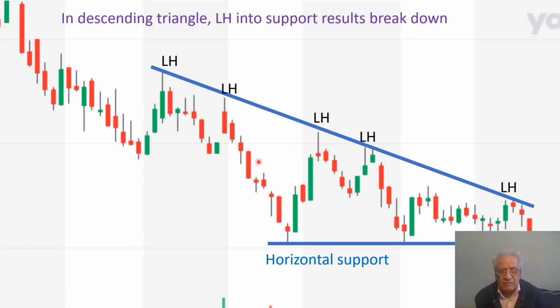Before entering the trade, you have to prepare yourself. Draw your support and resistance. For example, this is resistance and this is support. But whether dynamic or static, horizontal or trend line, moving averages, and so on, draw your support and resistance levels. This is the price action. So you know that the price is going to build up, and if it builds up, what is going to happen? It's going to break up or break down. So you prepare yourself in order to make money. So in this situation, in a descending triangle, lower high into support, results in a breakdown.